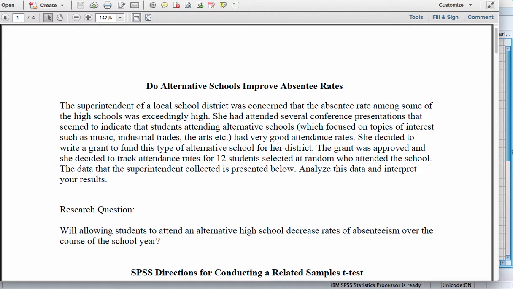The grant was approved and she decided to track attendance rates for 12 students selected at random who attended the school. So what we're going to do is analyze that data and interpret the results to see if we can answer the research question: will allowing students to attend an alternative high school decrease rates of absenteeism over the course of the school year?